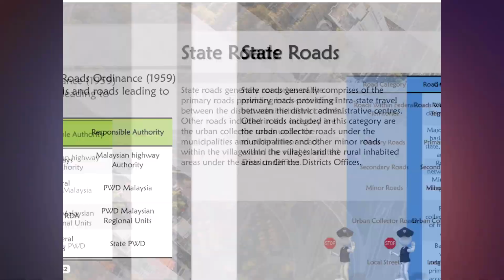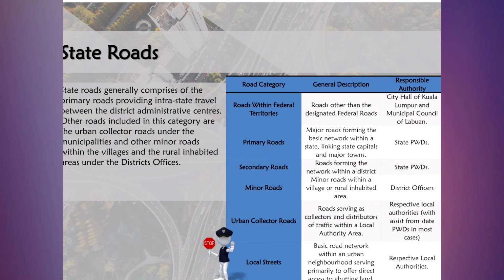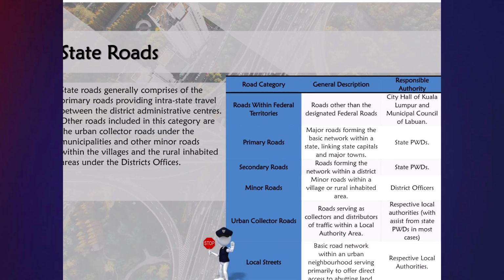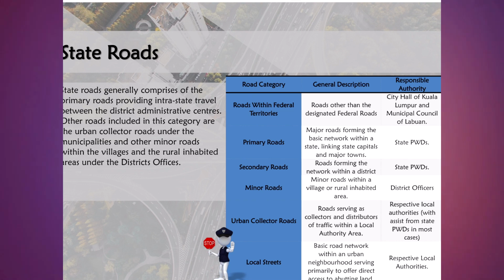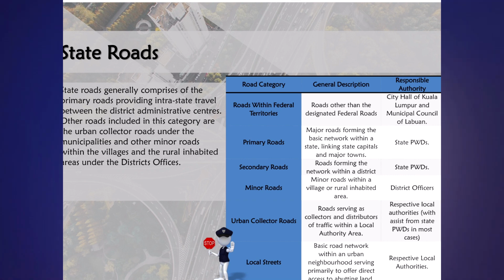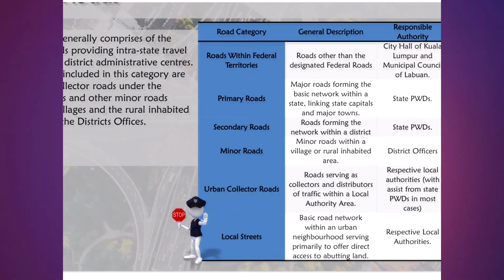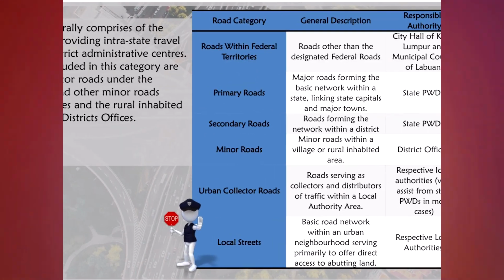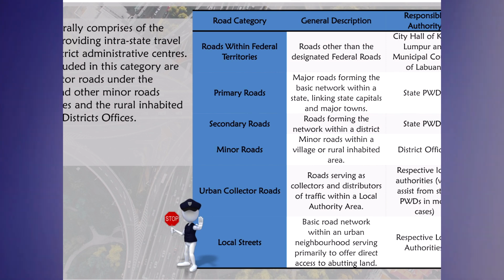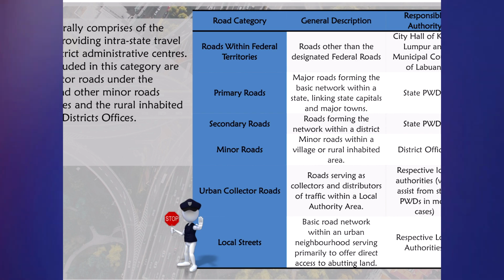And what are state roads? State roads comprise the primary roads providing intra-state travel between district administrative centers. Other roads included in this category are the urban collector roads under the municipalities and other minor roads within the villages and the rural inhabited areas under the district offices. We have 6 types of road under this category, which are the roads within federal territories, the primary roads, secondary roads, minor roads, urban collector roads, and also the local streets.